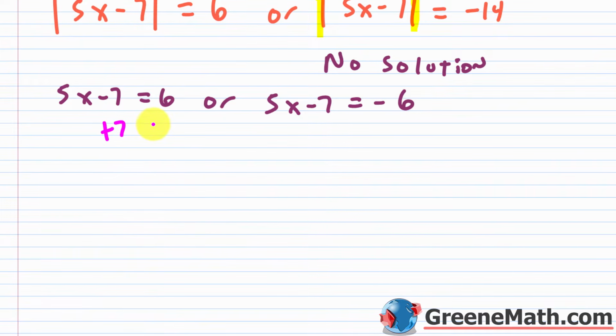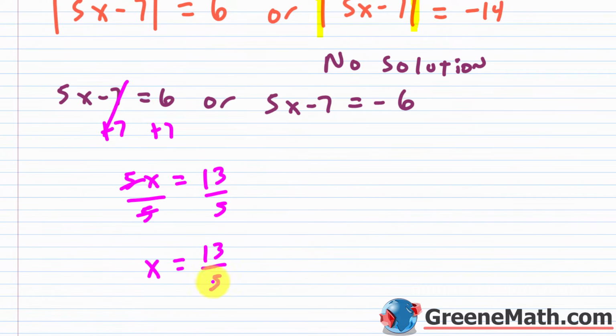So here, let's add 7 to both sides of the equation. This cancels. We have 5x is equal to 6 plus 7, which is 13. Let's divide both sides of the equation by 5. Let's cancel this and say x is 13 over 5. Over here, let's add 7 to both sides of the equation. This will cancel. You have 5x is equal to negative 6 plus 7, which is going to be positive 1. Let's divide both sides of the equation by 5. Let's cancel this. So x could also be 1/5.